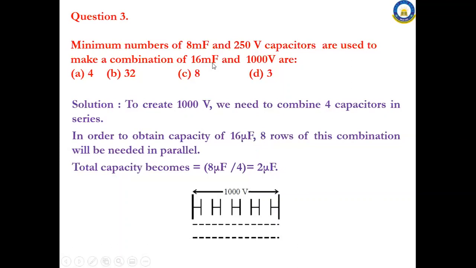So the answer is the number of 8 microfarad and 250 volt capacitors used to make the combination. How many? 8 rows and every row 4 capacitors. So 32 is the answer. Sorry, that's not option A. It is 32 that is the correct option.